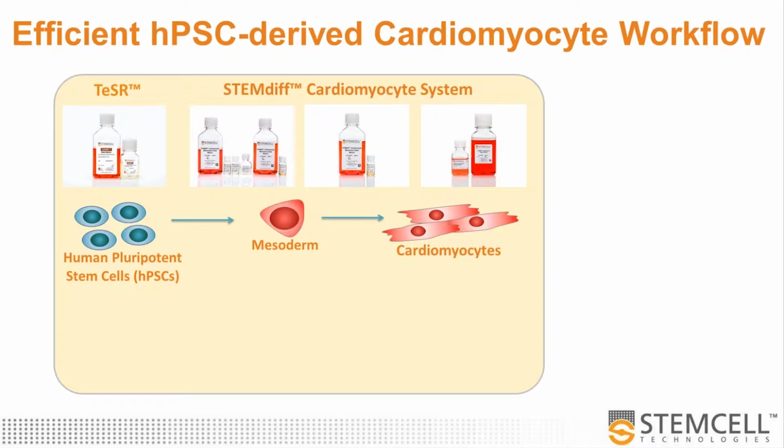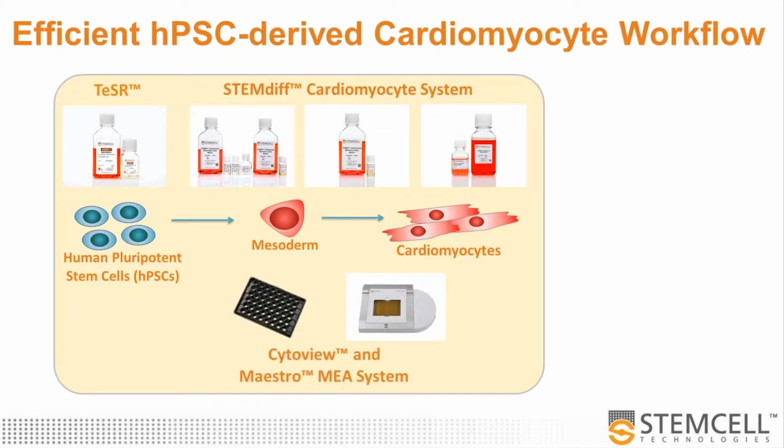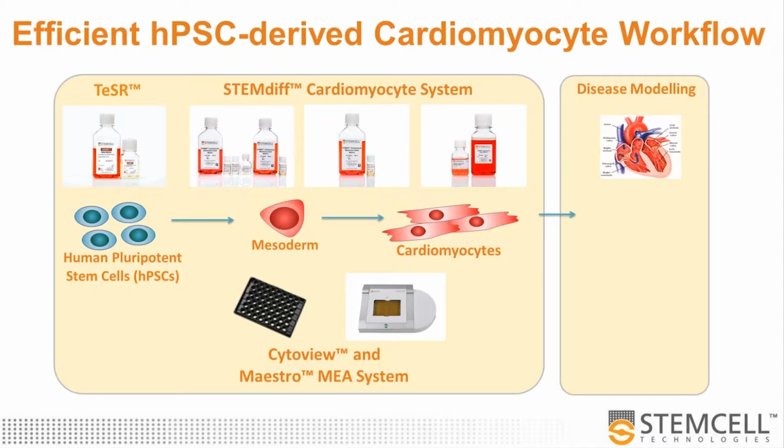Finally, once we have cardiomyocytes generated, we can transfer those cells and directly measure them using Axion's CytoView MEA plate and MEA system. Using both of these systems, we can then take those cells and perform disease modeling experiments, which we'll go over, assess toxicology of compounds on cardiomyocytes, specifically looking at excitability, and also do novel drug discovery.